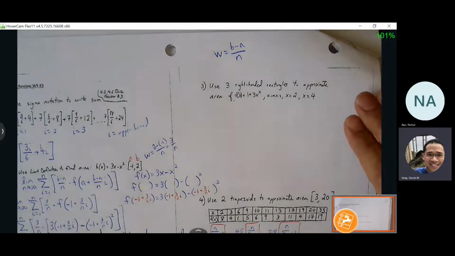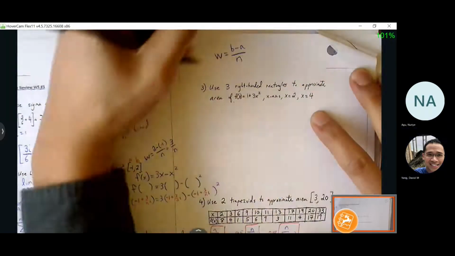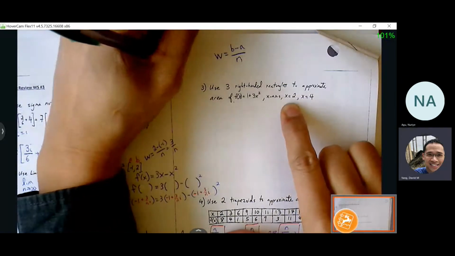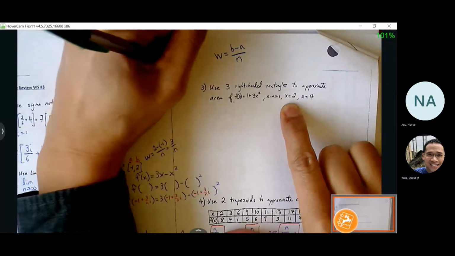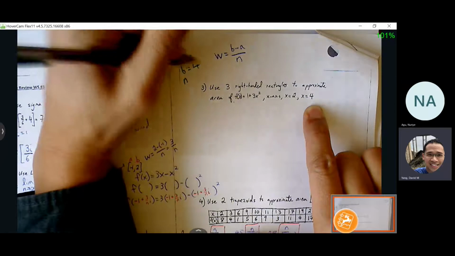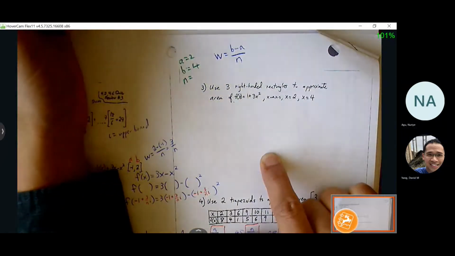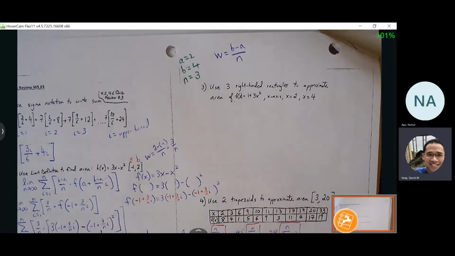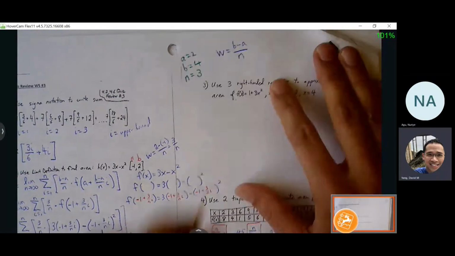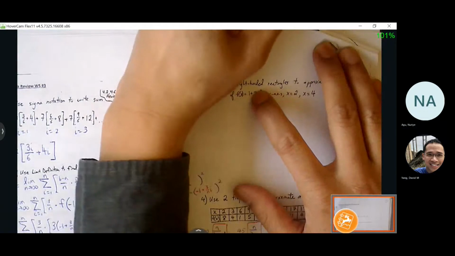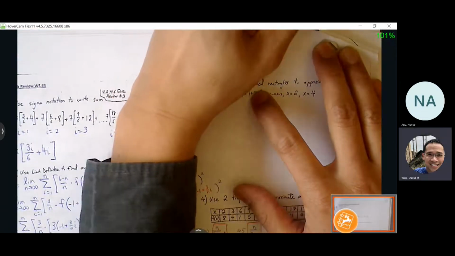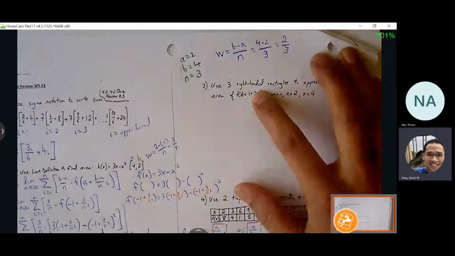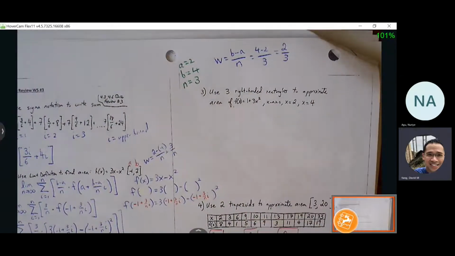Find the a value, the b value, and the n value. A is 2, b is 4, what's n? Yeah, we have 3 subintervals. Okay. B minus a over n, 4 minus 2 over 3. Two-thirds. So you know that the width of every rectangle is 2/3.